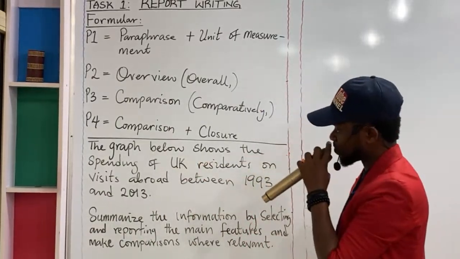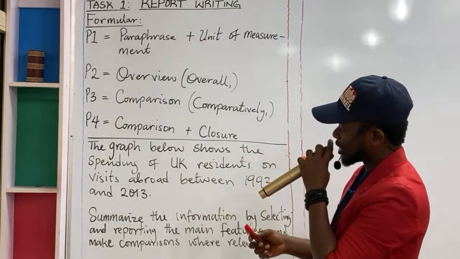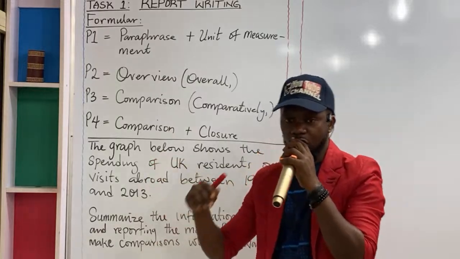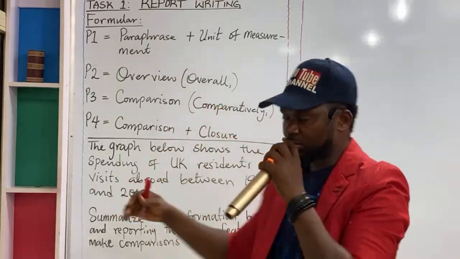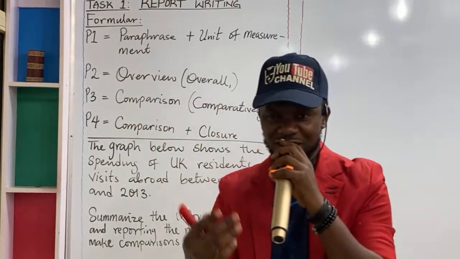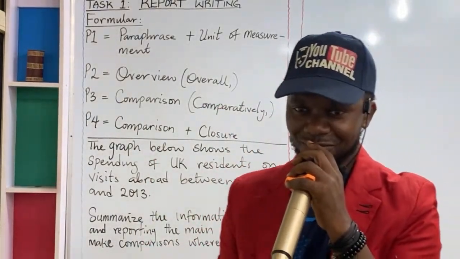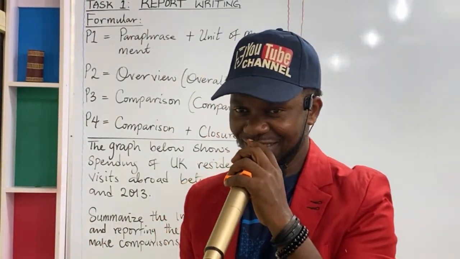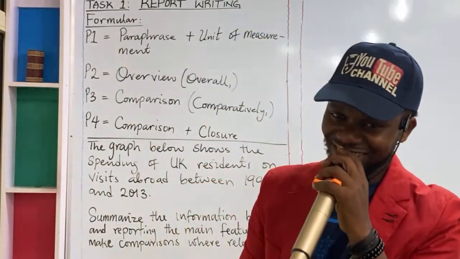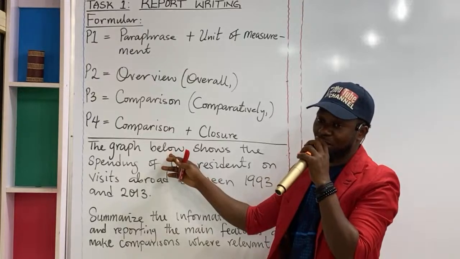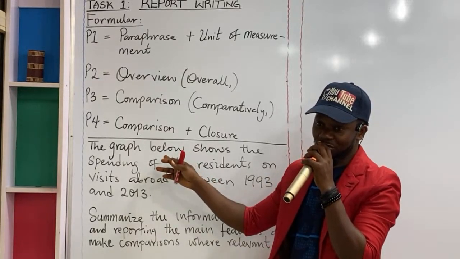So let's begin. The question says the graph below. Why do we have below? Because on the paper, the graph comes after this question. But on your answer sheet, will there be a graph? No. So if you say below, what should the examiners look for? Nothing.